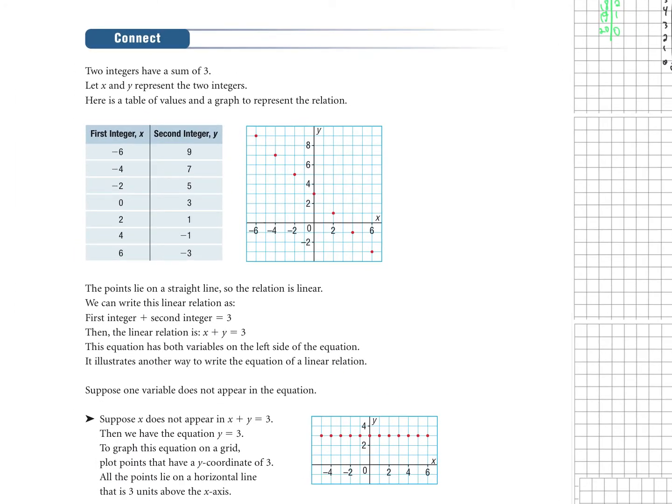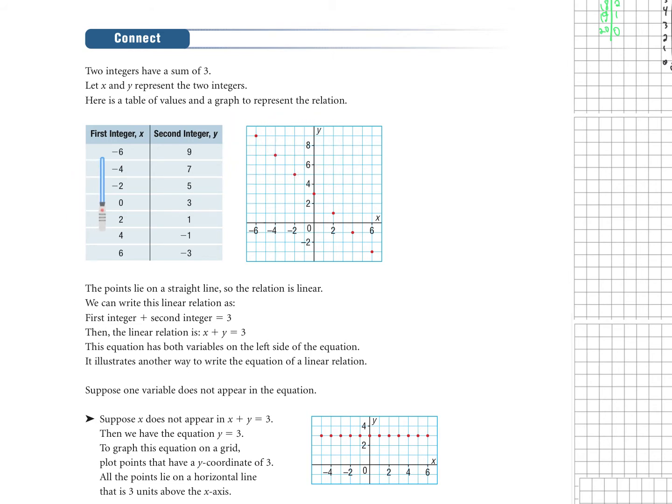And here it tells us, let two integers have a sum of 3. Okay. So we have two numbers anywhere. When they say integers, it means it could be a positive number or a negative number. And when they say sum, they're saying two positive or negative numbers that can add up to 3. Let x and y represent the two integers. Here is a table of values to represent the relation.